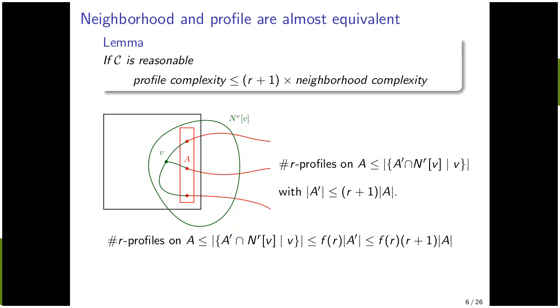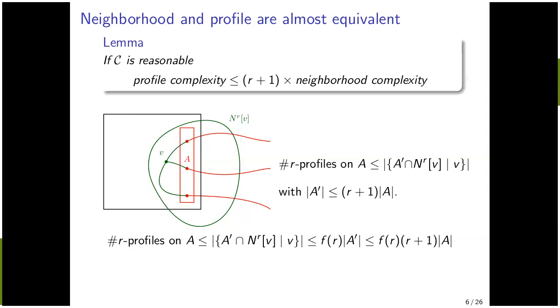But now the consequence is that the number of R profiles on A is at most the number of intersections in this new graph between A prime and all the points R. But if this new graph is in the class, well, this is at most the neighborhood complexity that we call F of R times the size of A prime, but A prime is just R plus 1 times A. So we get this upper bound.